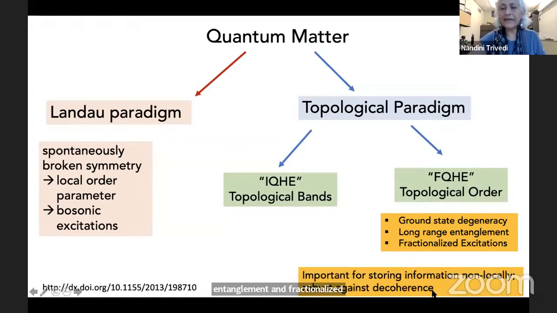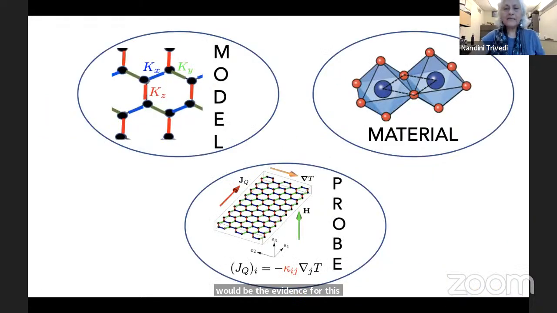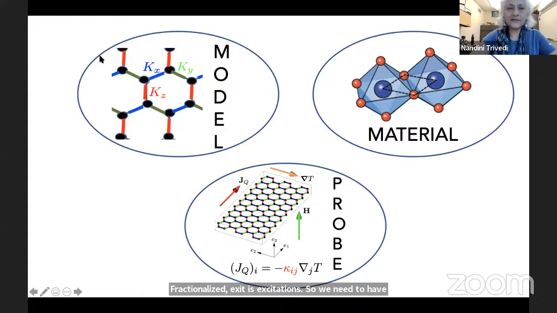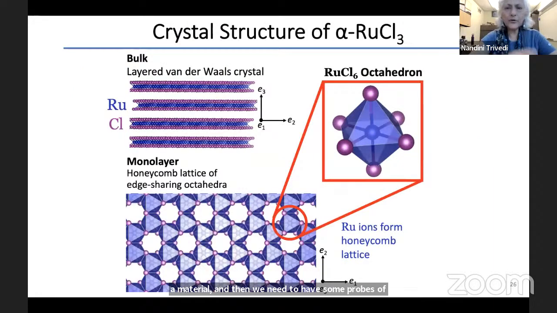So what would be the evidence for these fractionalized excitations? We need to have a very precise prediction. So here's a model. We need a material, and then we need to have some probes of these emergent states. And I'll just show you one material. It's not a very complicated material. It's just ruthenium trichloride, but it has very particular kinds of interactions. So this is a lead material.